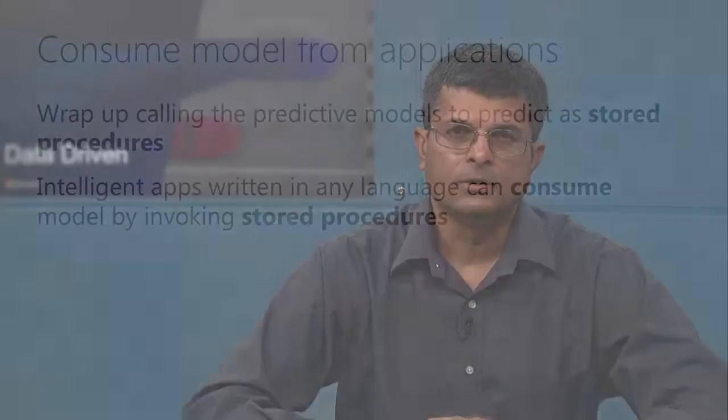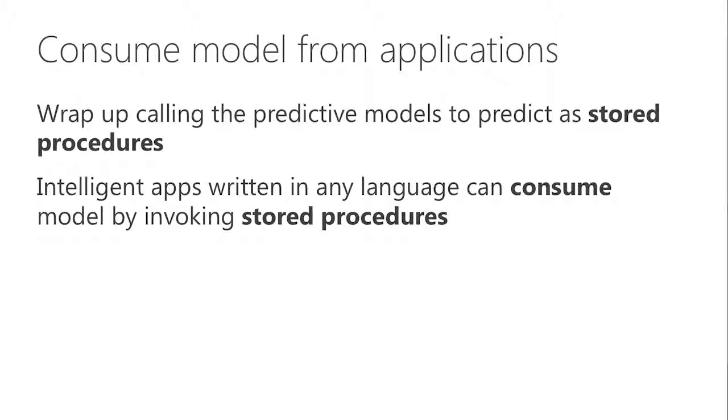The consumption model is pretty simple. All you do is open a connection to the database and invoke the stored procedure, passing in all the necessary parameters. And the output from the stored procedure will be whatever you're trying to predict. It could be a score, or it could be a specific prediction, like what products to recommend. So for the client application, it's a relatively straightforward integration to go and consume this model pretty easily.